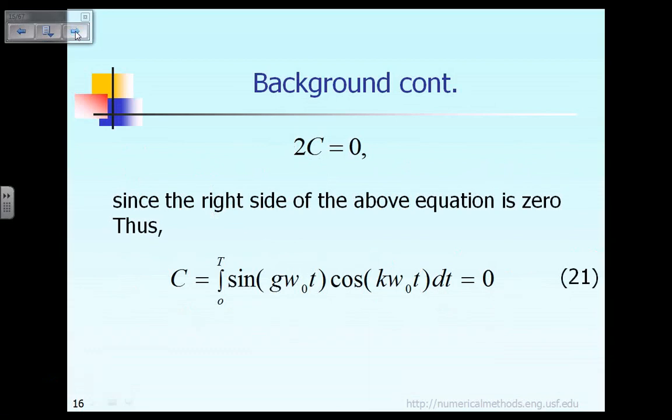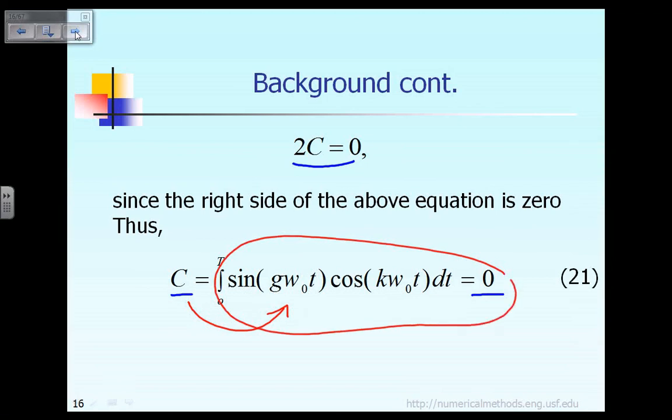Basically, that's what I just said on the previous slide. 2c equals 0, like I told you on the previous slides, and therefore c is equal to 0. But we all remember the definition of c is here. So we already proved to you that this integral is equal to 0. This is one of the relationships that I stated to you earlier.